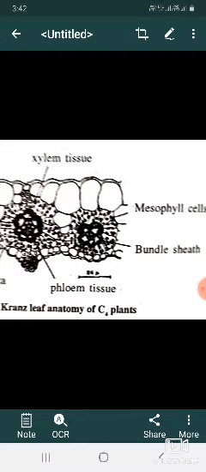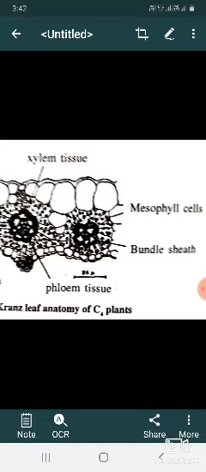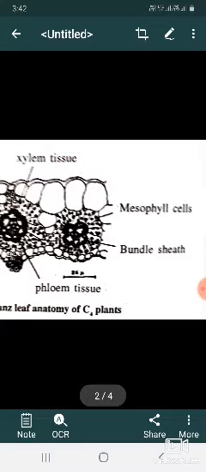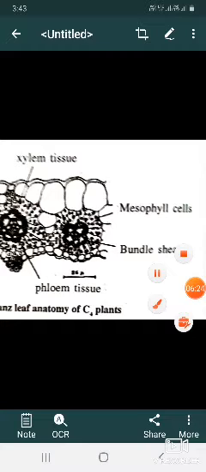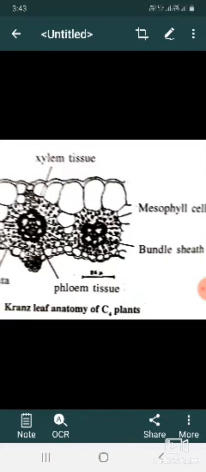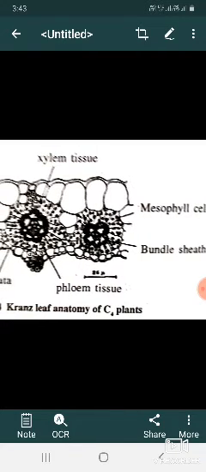Mesophyll chloroplasts are normal in size with grana. Both photosystem 1 and photosystem 2, PS1 and PS2, are active in them. PEP carboxylase is more active in the Kranz C4 plants. In the bundle sheath, the chloroplasts are bigger in size, agranal, with thylakoids arranged separately, not forming grana. Only PS1 is active in them. RuBP carboxylase is more active in them.